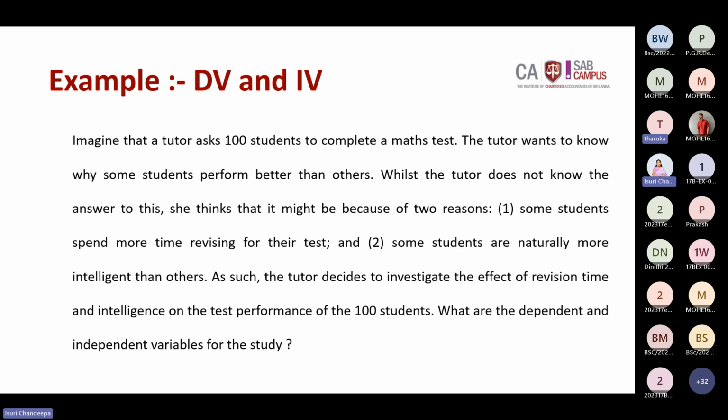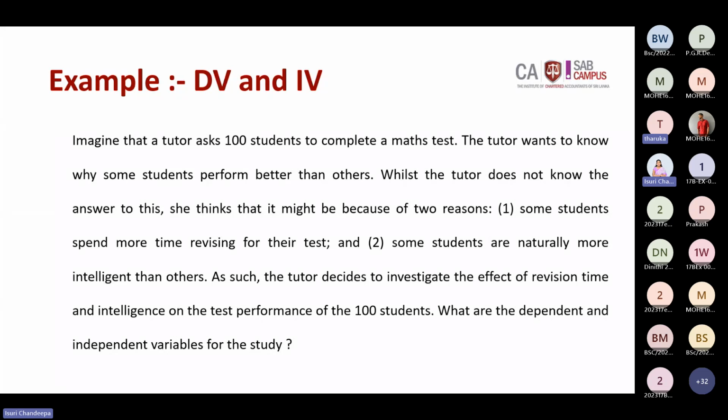She thinks that it might be because of two reasons. Anyway, she identified two reasons, right? Why do some students perform better than the other students? Because of the two reasons. So what are the two reasons? Some students spend more time revising for their test, right? Meanwhile, some students are naturally more intelligent than the other students. So these are the hardworking and the naturally intelligent students. So these might be the two reasons.